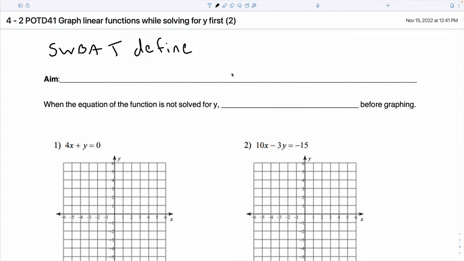If you can't see that tiny writing at the bottom, I'll write it at the top of the board. So you're going to define and graph linear functions. Solving for y first.